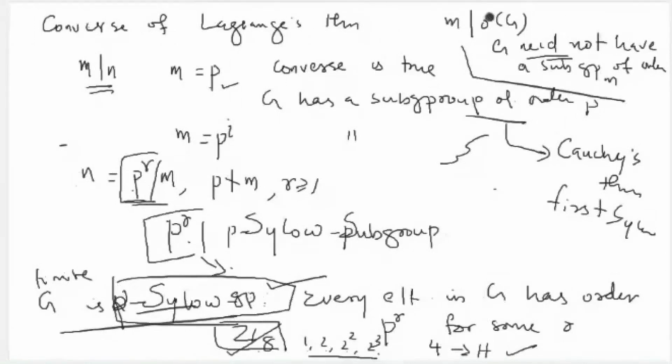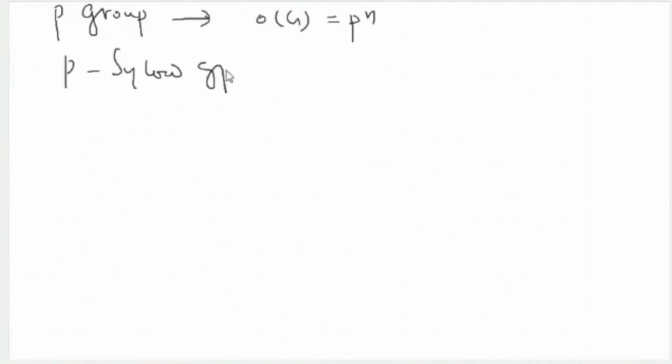Okay, once again, so p-group and p-Sylow group. A p-group is one where every element has order a power of p. A p-Sylow group means such maximal p-groups.